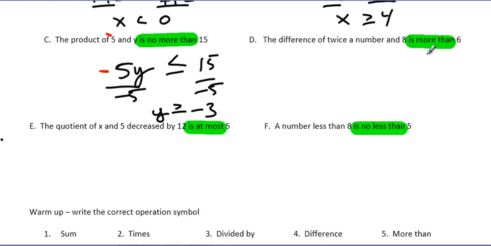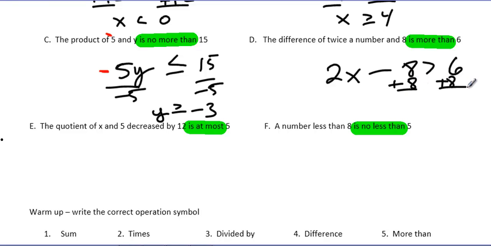Let's move on to example D. We have is more than, which is going to be the sign for greater than. So is more than is greater than 6. I have the difference of twice a number. Difference means to subtract. Twice a number is multiplying by 2. And 8 is more than 6. So I'm adding to both sides. That's 14. Divide by 2. And I get x is greater than 7.